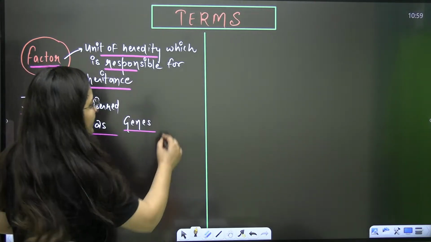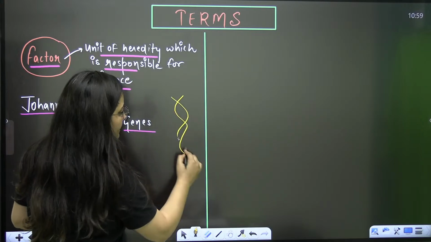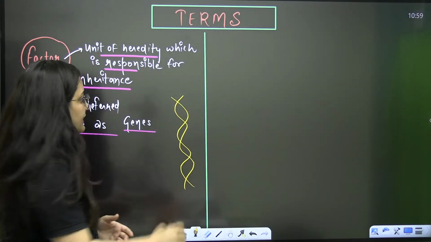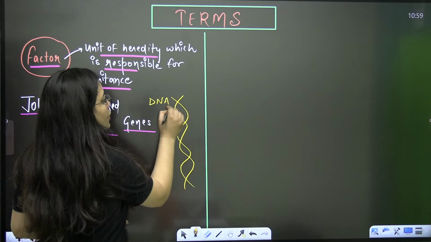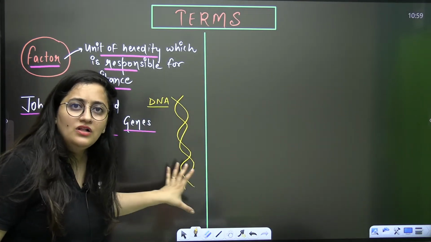You know where these genes are present. You know about the DNA, isn't it? What is DNA? DNA is the genetic material. It is having all the information.